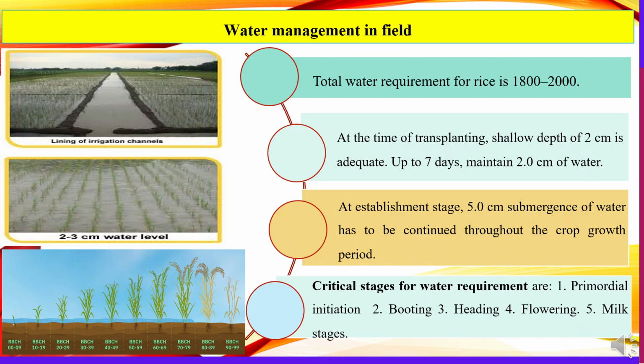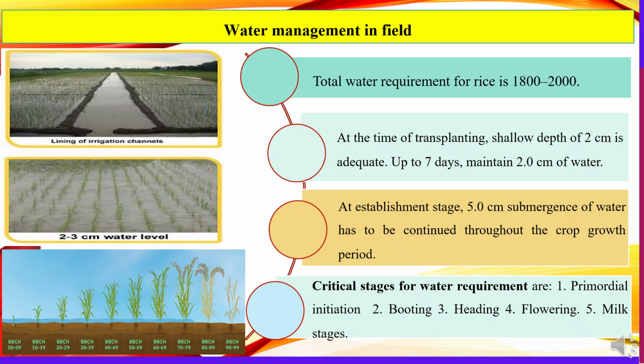Water management in paddy fields. Total water requirement. Rice requires about 1,800 to 2,000 millimeters of water during its growth cycle. Water depth at different stages. At transplanting, maintain a shallow water depth of 2 cm to reduce transplanting shock. First 7 days after transplanting, continue maintaining 2 cm depth to aid seedling establishment.